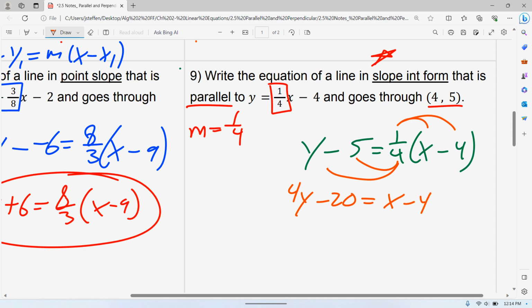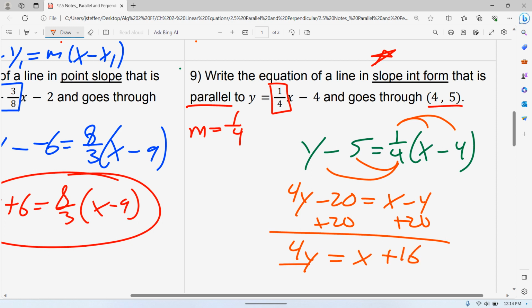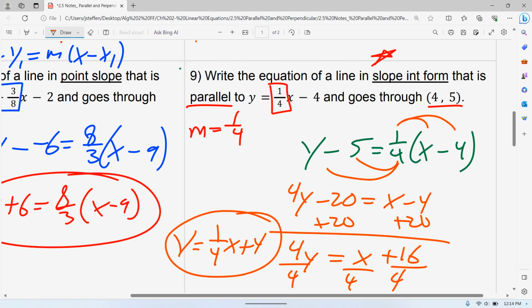And then solve. So from here we add 20, add 20. 4y is equal to x plus 16. Then divide everything by 4. So y equals 1 over 4 x plus 4. This one requires more work, but I kind of like this one for the sole purpose I said the other day. It's nice to check your work: the slope we started with, then having your answer. That's a good way to at least know you're on the right track. Doesn't necessarily mean you got the answer, but if you don't have the same slope, then it's definitely the wrong answer.